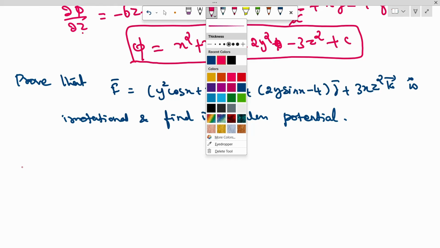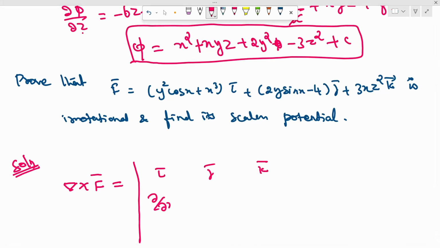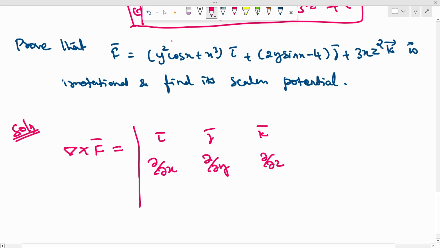In step 1 we have to prove the given f vector is an irrotational vector, and then we can calculate the scalar potential phi. We know the rotational condition: del cross f vector equals a determinant. First row elements are i vector, j vector, k vector. Second row elements are del elements, dou by dou x, dou by dou y, dou by dou z. Third row elements are f vector elements.